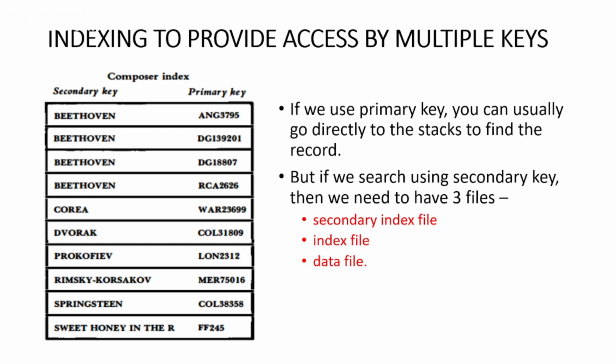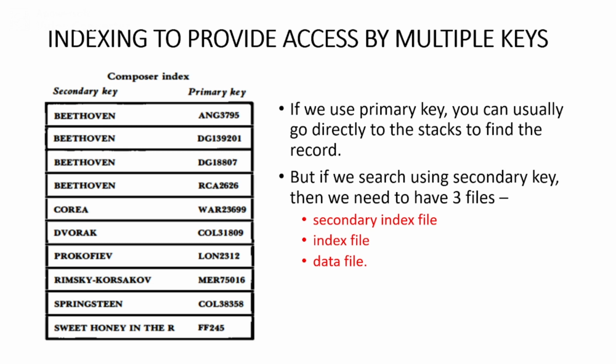But here what we are going to do is go for multiple keys. That is, we use the concept of secondary key also. If we use primary key, you can usually go directly to the records to find the record. But if we search using secondary keys, then we need to have three different files: the secondary index file, the index file and the data file. If we are using only primary key, then we have only two files, that is index file and data file.